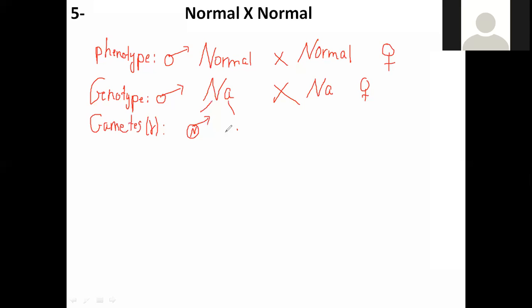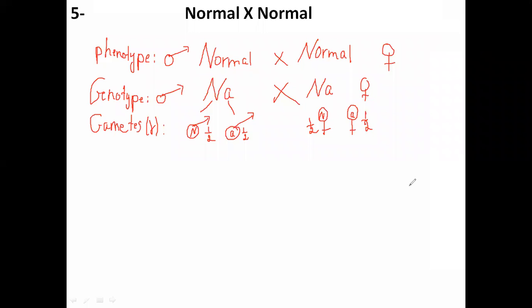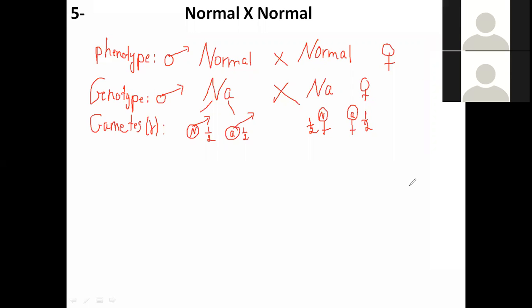And we have A. If you want to work in proportion, N is 1 over 2, and A is 1 over 2. The same for the female. Female, the same process. So N is 1 over 2, and A is 1 over 2. Now, whenever we finish the gametes, we have to move to the table of cross and the table of results.